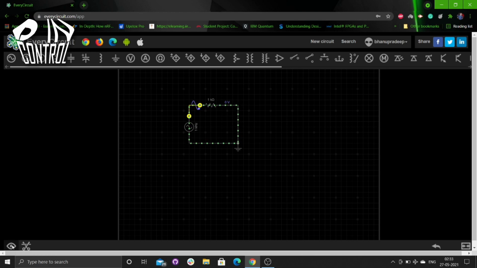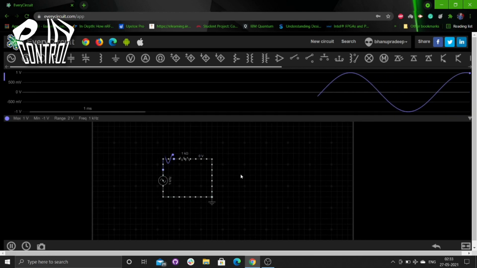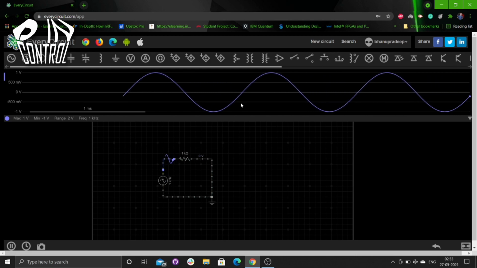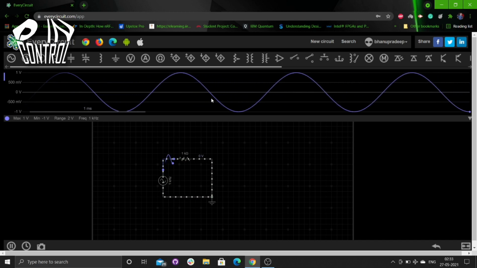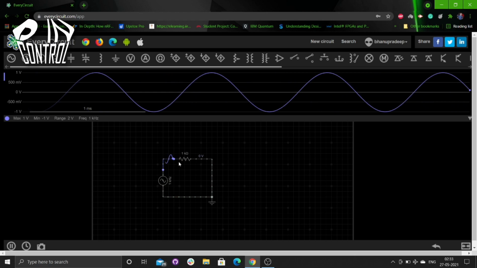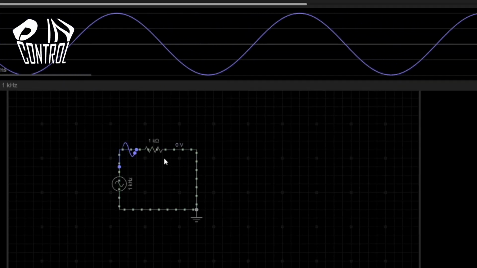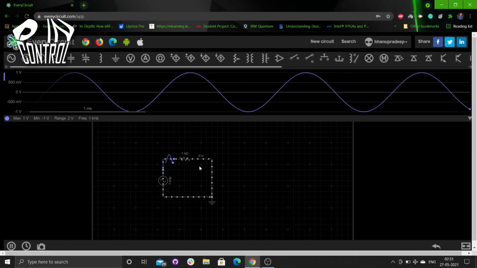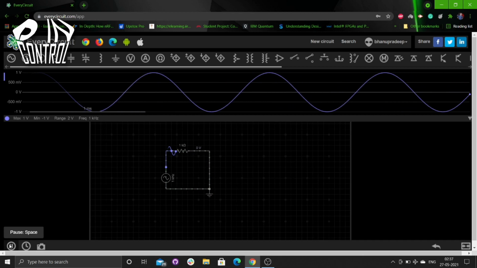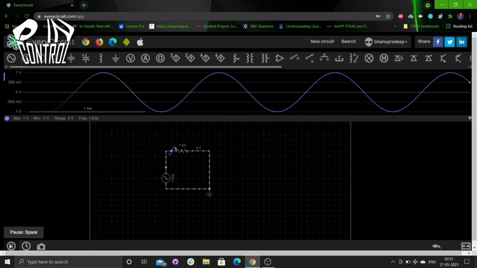Let us check the waveform also. You can observe here we have applied a sinusoidal voltage, which means it is changing its cycle, positive cycle and negative cycle. The main motto of the resistor is to oppose the flow of current. But when we apply the AC voltage, it varies positive, negative, positive, negative, which means it cannot determine how to resist the current. Now we are going to connect the DC source and see what happens.